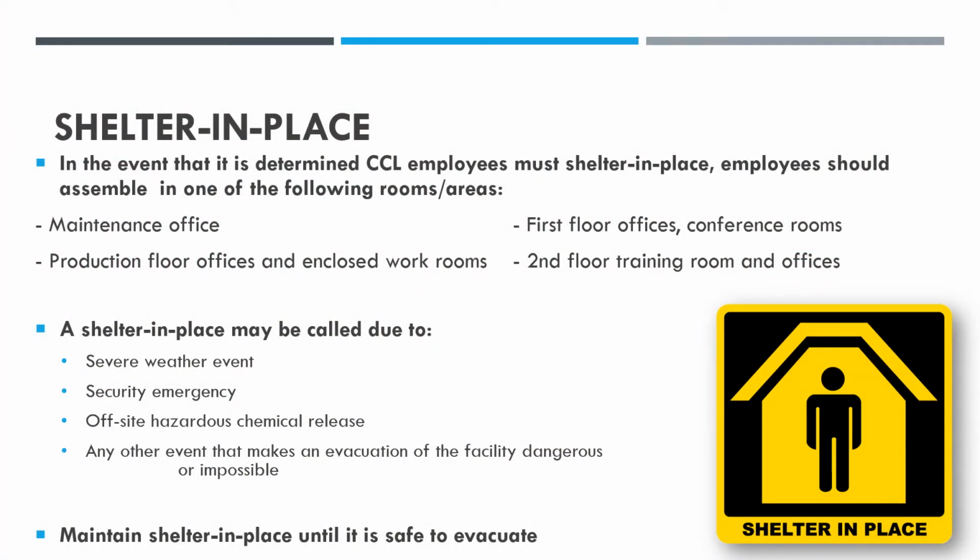If an emergency occurs that makes it more safe to stay in the building than to evacuate, follow the site's shelter-in-place procedures. Assemble in a central location away from windows, such as the maintenance office, production floor offices, and enclosed workrooms, first floor offices and conference rooms, or the second floor training room and offices. Maintain shelter in place until further instructions are given.